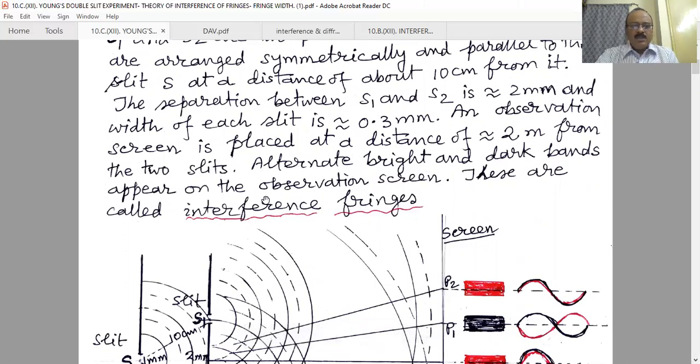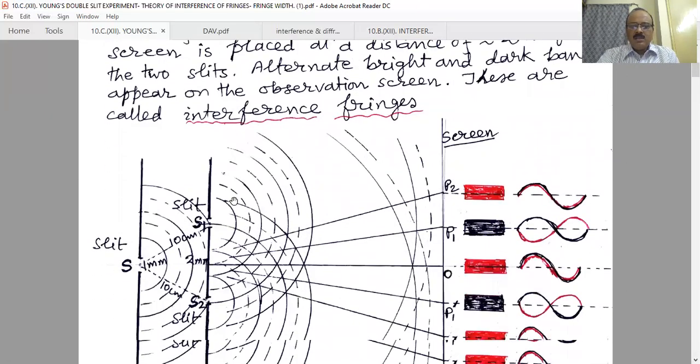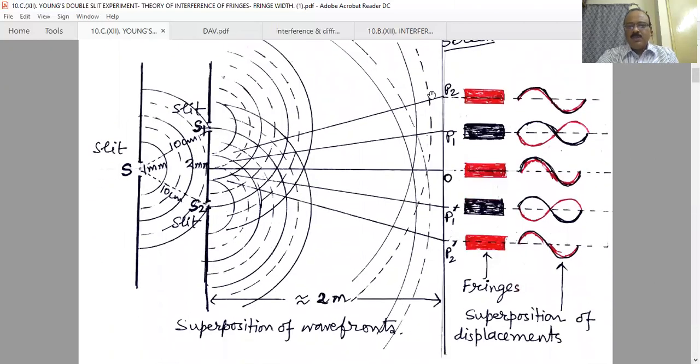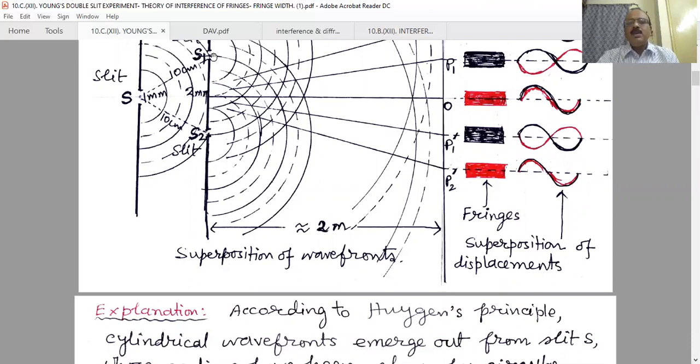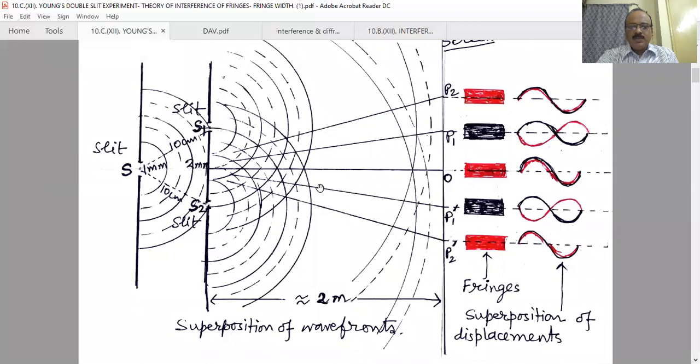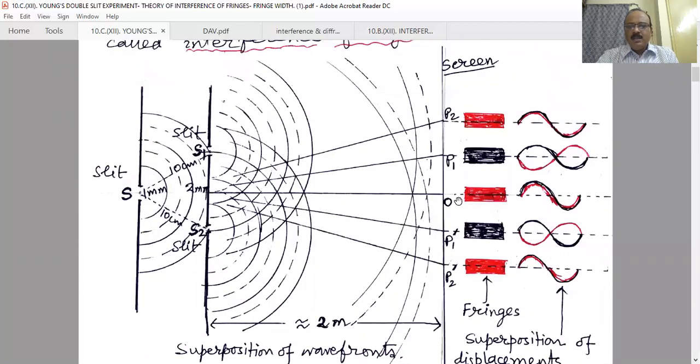Alternate bright and dark fringe bands appear on the observation screen. These are called interference fringes. Now, the screen where we will observe the interference pattern is at a comparatively large distance, about 2 meters from the slits, whereas the slit separation is only 2 millimeters and the slit width only 0.5 millimeters. The distance between the slits and the screen is about 2 meters, that means 2000 millimeters. Here, superposition takes place, and we get bright, dark, bright, dark fringes, where fringes mean patches of light on the screen.